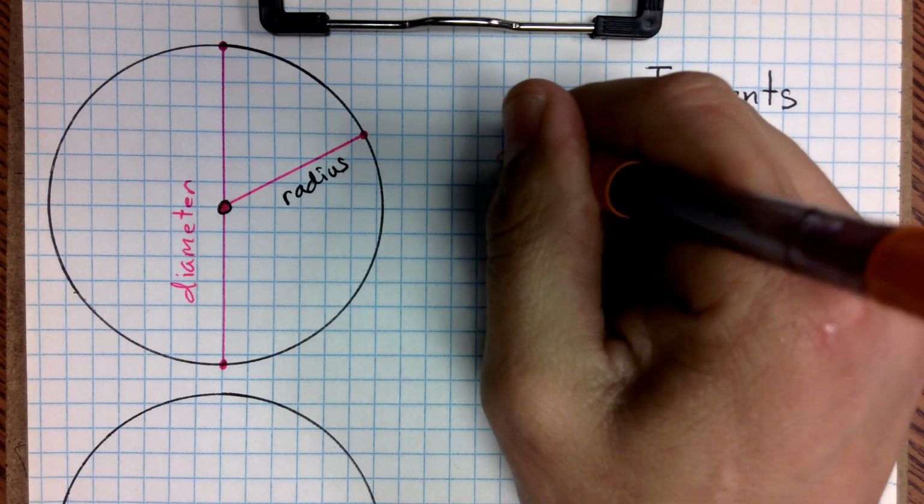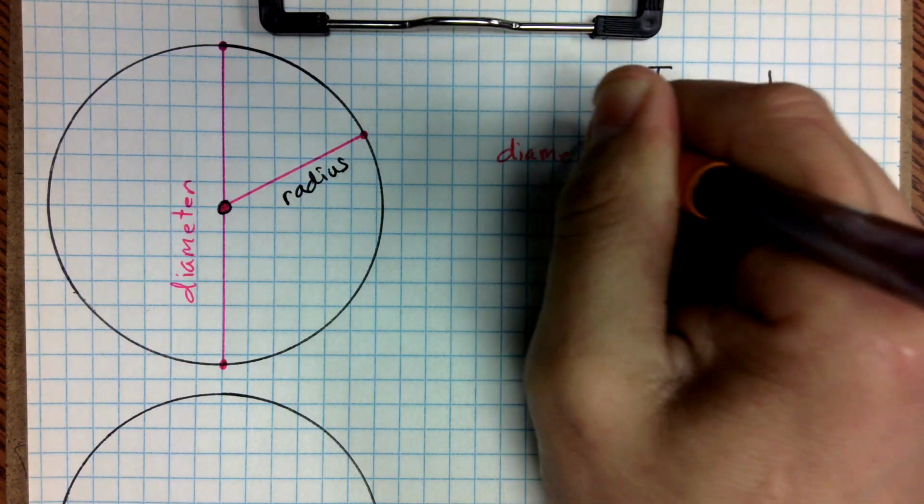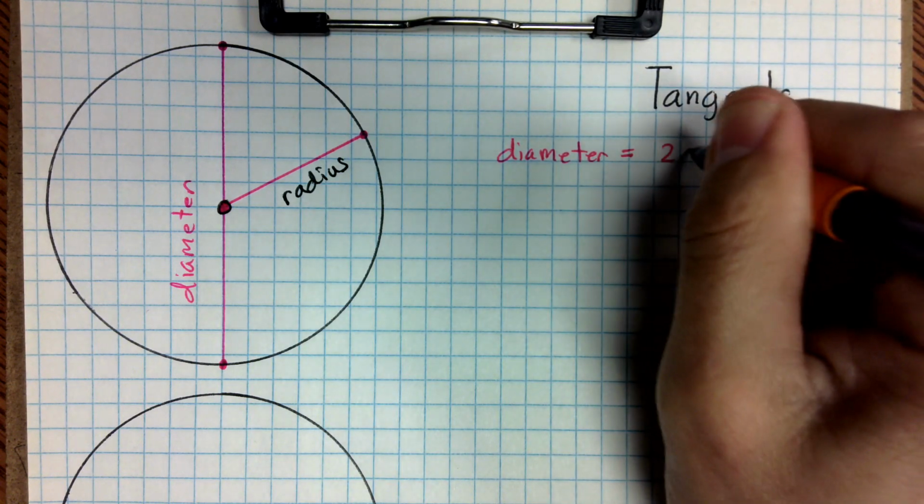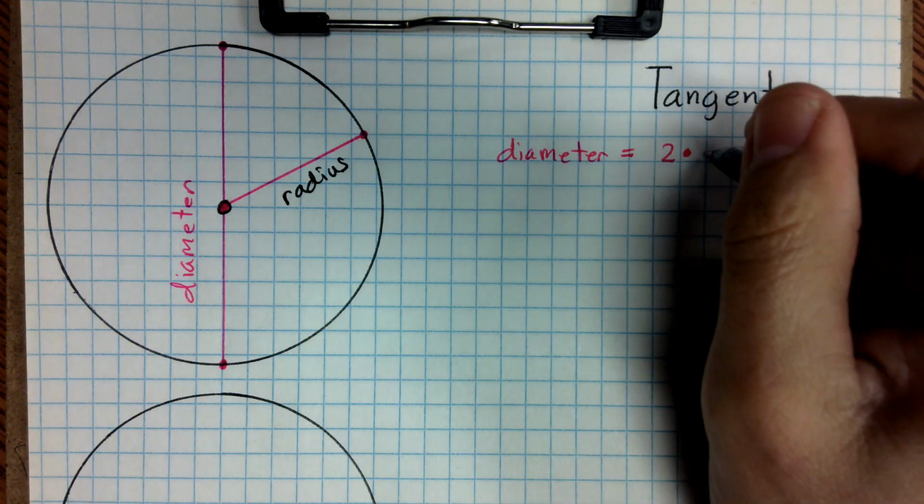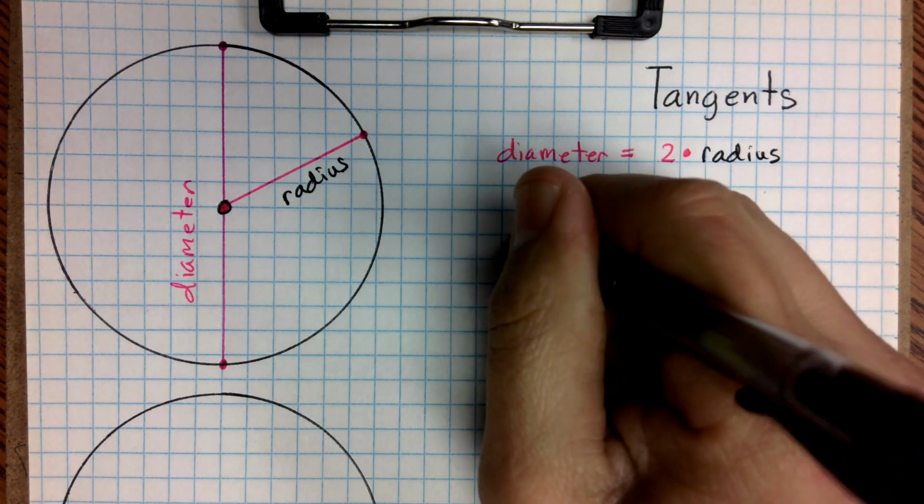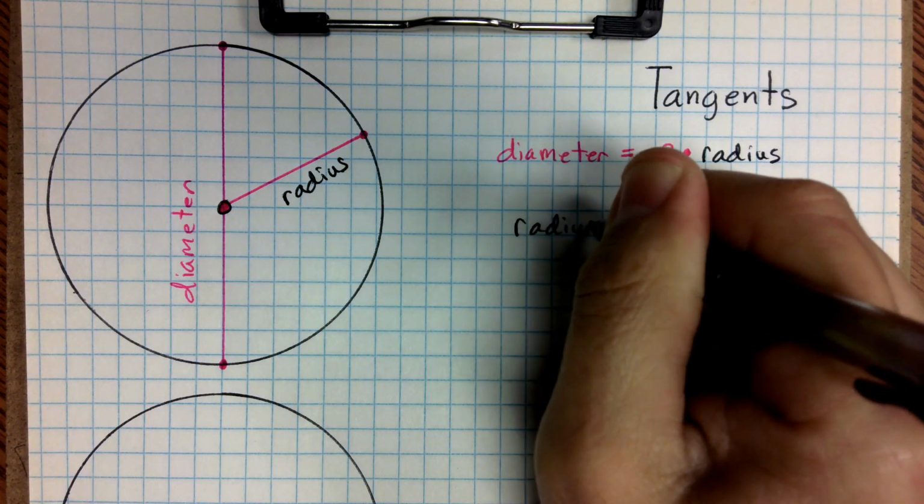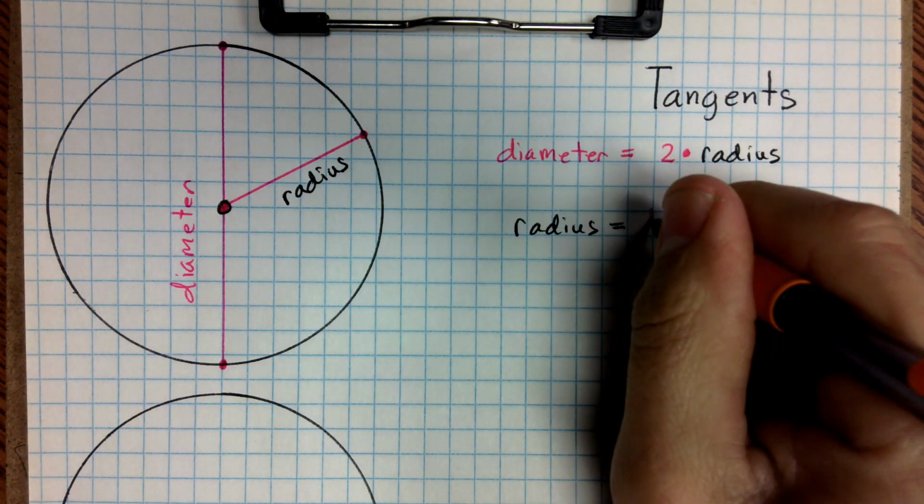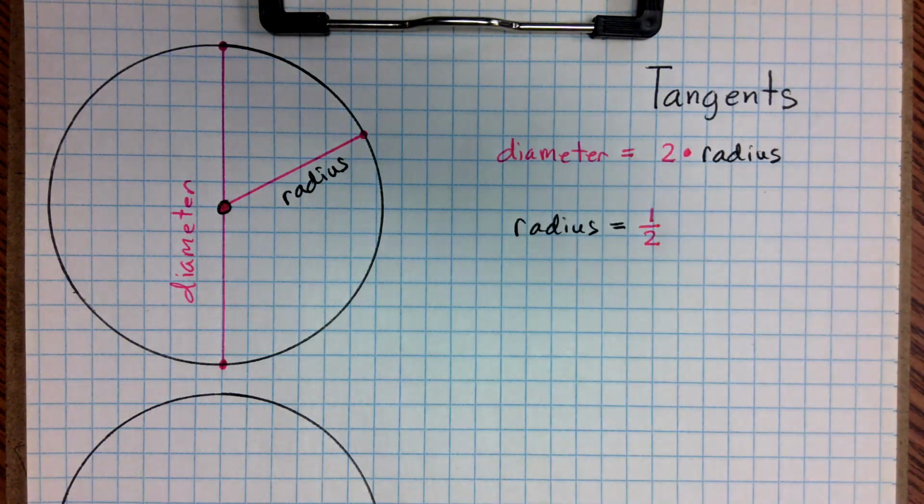And so I'm going to write just a note right here. The diameter is equal to 2 times the radius. And the radius is equal to 1/2 the diameter.